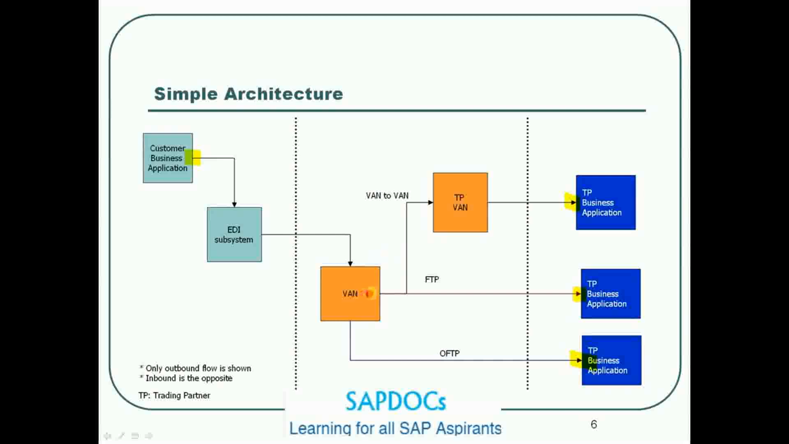Let's say there is another trading partner, another supplier who does not communicate through the VAN interconnect. Rather, he prefers to do FTP. So your VAN takes the EDI document and sends it by FTP to the supplier or trading partner. There may be another supplier who prefers OFTP, so you send the data through OFTP.